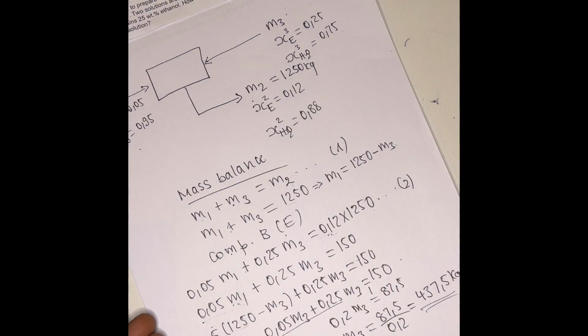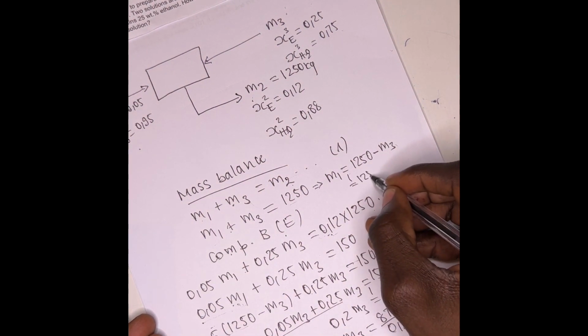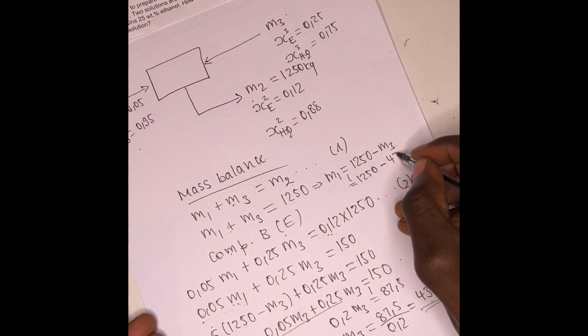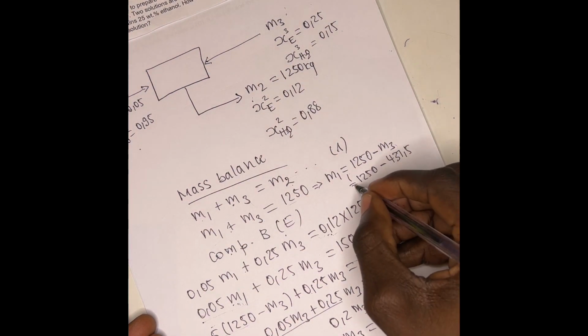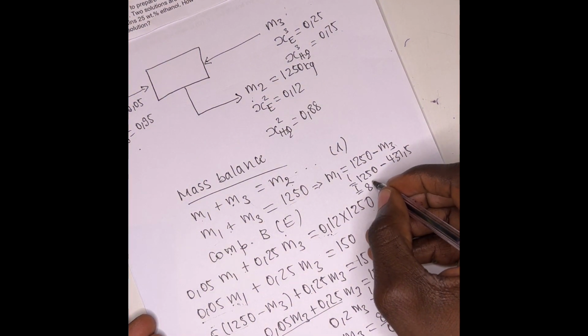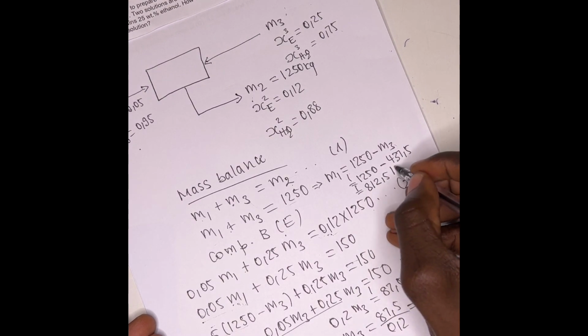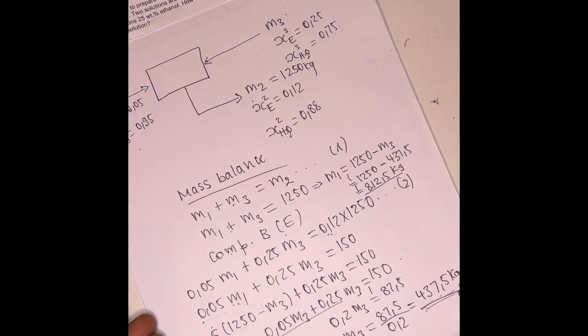So now we have this. What are the things we need? We have to solve for N1. So we're just going to have 1250 minus N3, which is this one, 437.5. So we're going to find this flow rate is 812.5. So this and this, that's what the question asks.